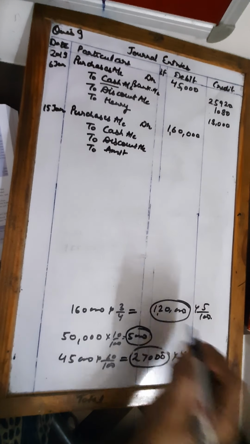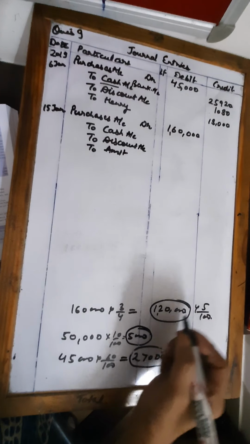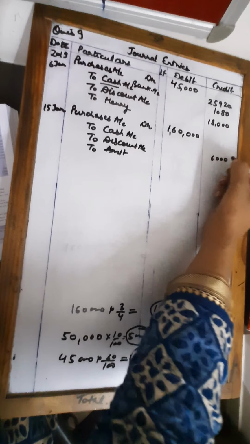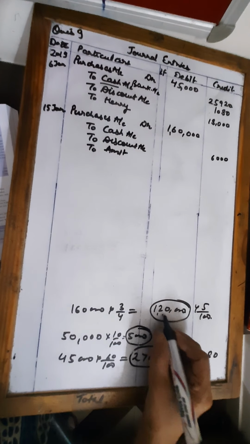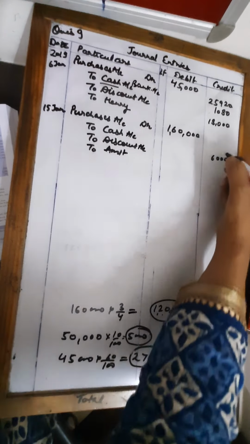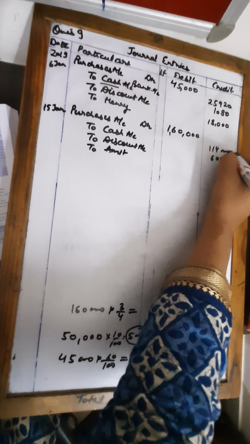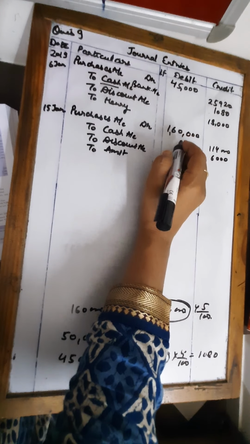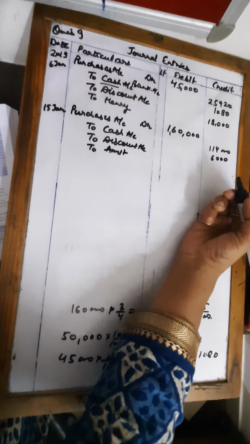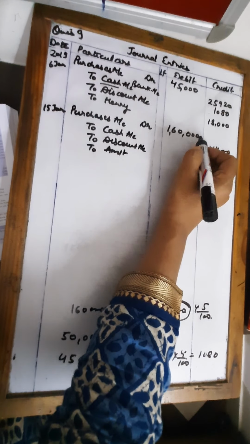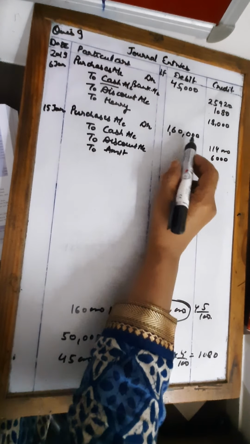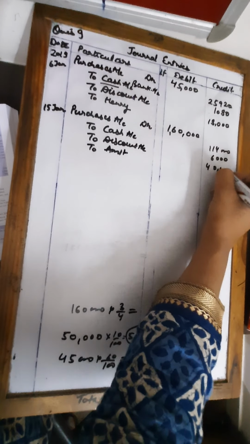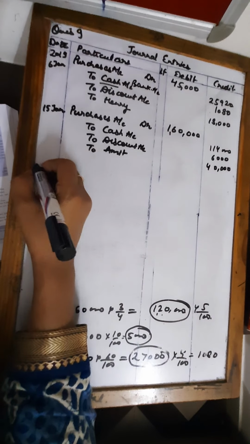1,20,000 into 5 upon 100, that is 6,000. 6,000 is discount, then the payment amount will be 1,20,000 minus discount value, 1,14,000. Rest is your credit purchases. That is, 3/4 is cash payment, that means 1/4 is credit. Directly you calculate 1,60,000 into 1/4, or 1,60,000 minus this value is 40,000, your credit purchases.